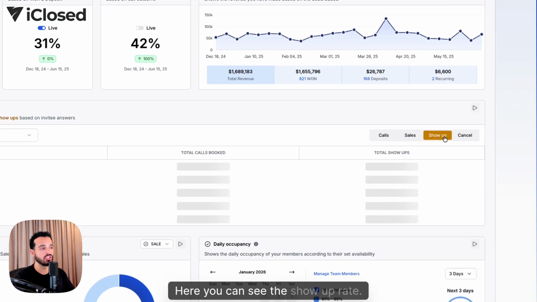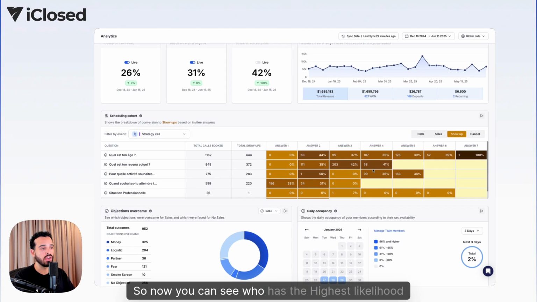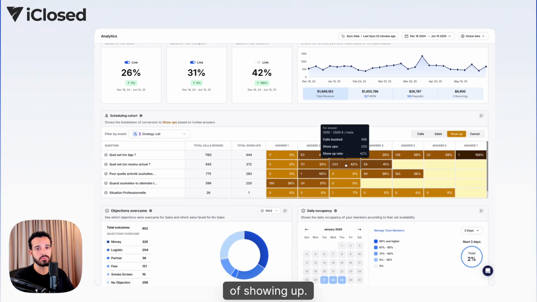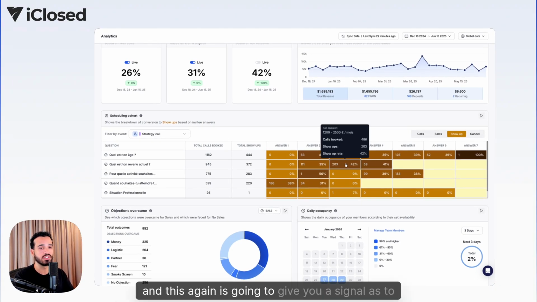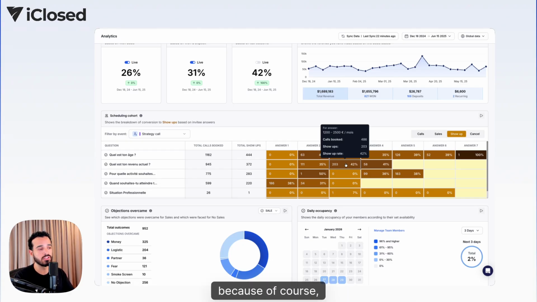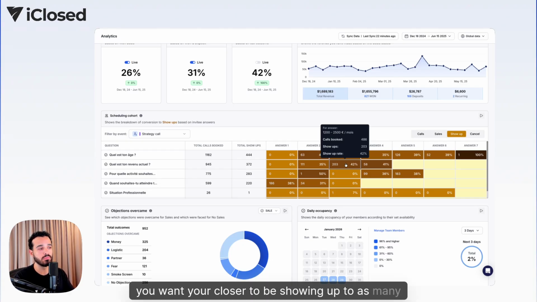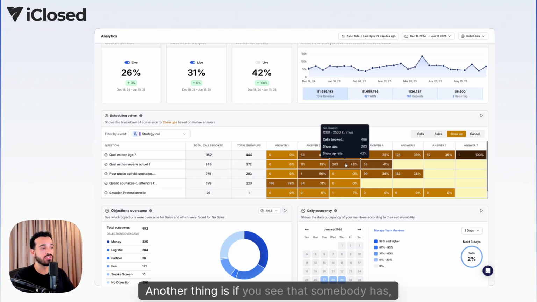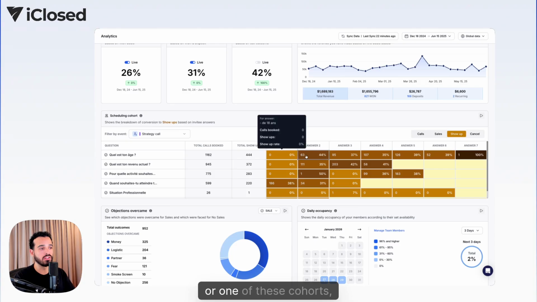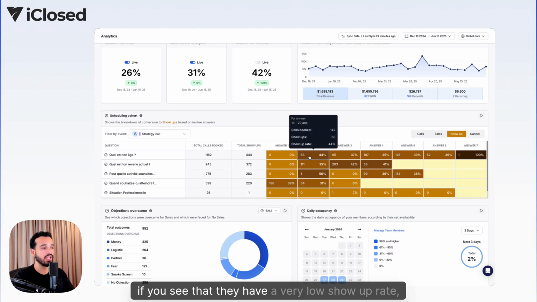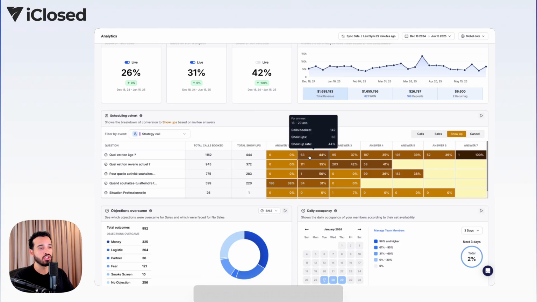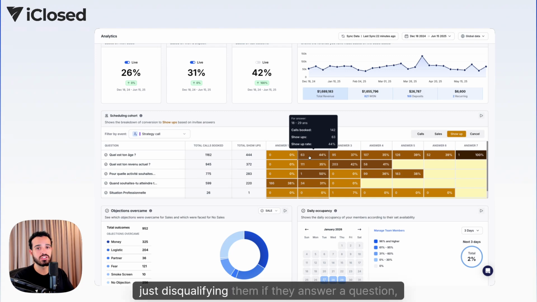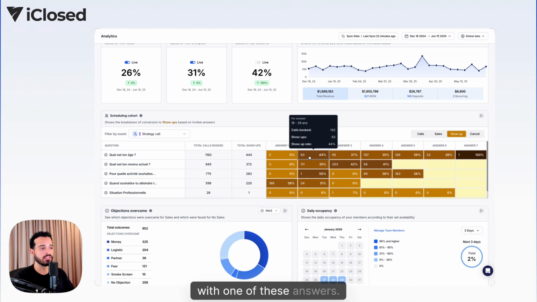Here you can see the show up rate. So now you can see who has the highest likelihood of showing up, and this again is going to give you a signal as to who you should be routing to your best closer, because of course you want your closer to be showing up to as many calls as possible. Another thing is, if you see that one of these cohorts has a very low show up rate, you may want to consider just disqualifying them if they answer a question with one of these answers.